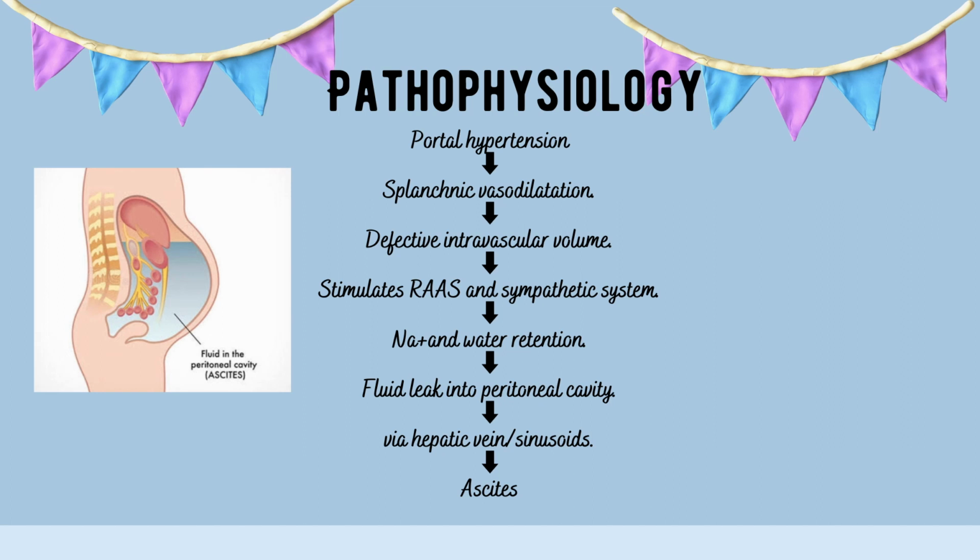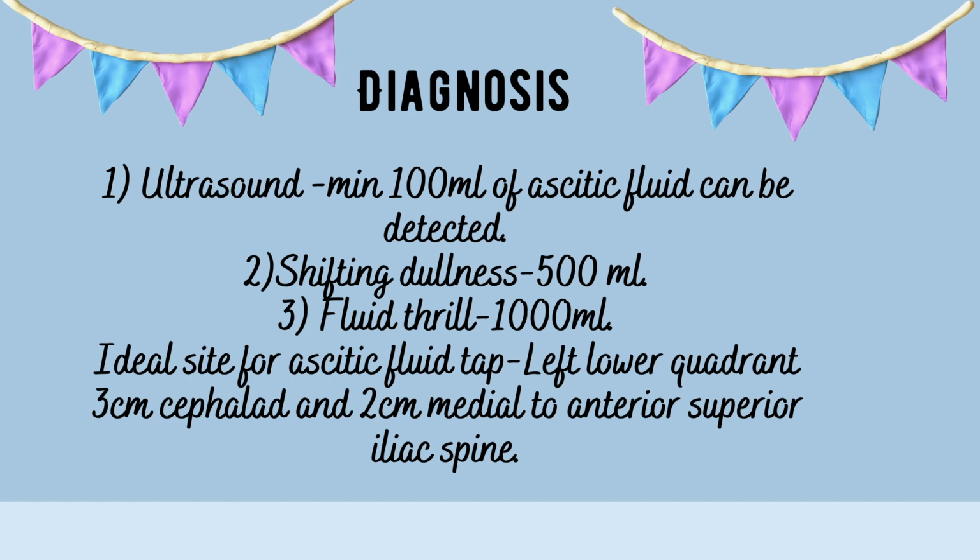Now what will they lead to? The fluid will leak into the peritoneal cavity. It will start leaking into the peritoneal cavity via the hepatic vein and sinusoids, and so fluid in the peritoneal cavity is what? It is ascites. Simple. So how are we going to diagnose ascites?